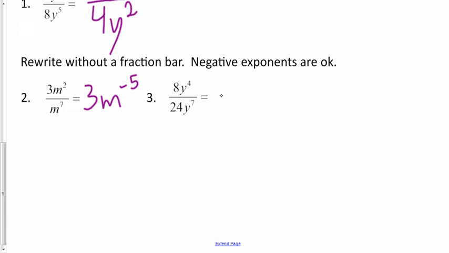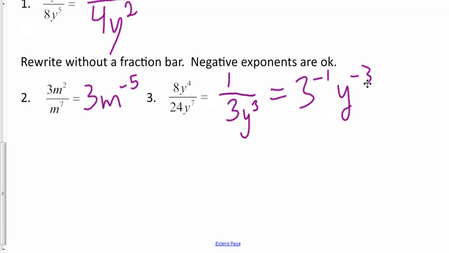Well, let's just look at what happens if I simplify this. 8 over 24, that's 1/3. Y to the 4th over y to the 7th. 4 y's cancel out in the numerator, 4 y's cancel out in the denominator, leaving me with 3 y's in the denominator. But I don't want to have the fraction bar, right? So I need to push all of this stuff in the denominator up to the numerator. So this is going to become 3 to the negative 1 power, y to the negative 3rd. Those two are equivalent.